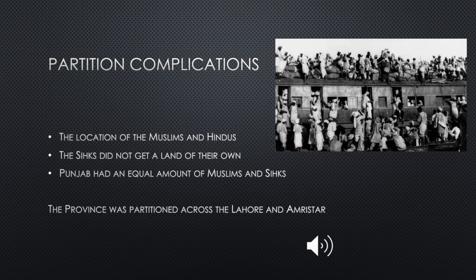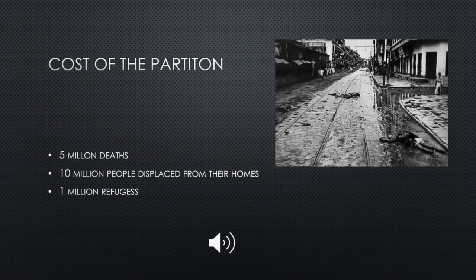People wanted to be on the side of the partition that was controlled by their own religion. However, the cost of this was very brutal. There was a brutal fight that broke out. People were forced to leave their homes, which caused 1 million refugees. There was displacement of 10 million people, and 5 million people died.